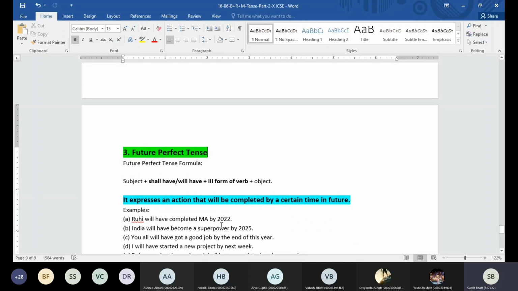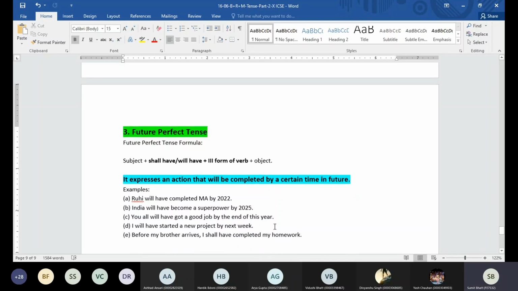We can say Ruhi will have completed MA by 2022. India will have become a superpower by 2025. That means this thing will have completed in the future. You all will have got a good job by the end of this year. I will have started a new project by next week. Before my brother arrives, I shall have completed my homework.